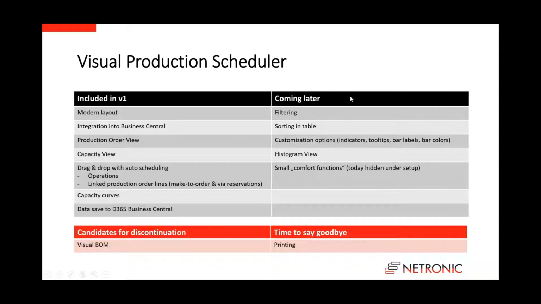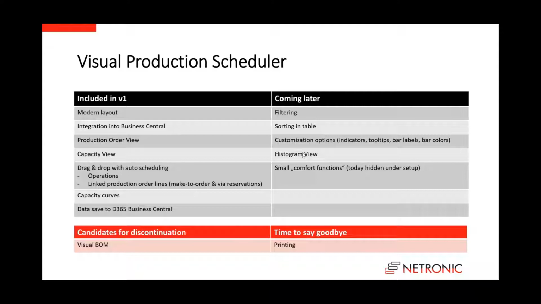These were the features that we said would come later. We are still not sure if you want to have the visual BOM in the Business Central versions, and we definitely will not provide any printing support for the foreseeable future. Next question coming in: is the version compatible with a Docker environment? Yes, it is, so you can install it in the Docker environment.